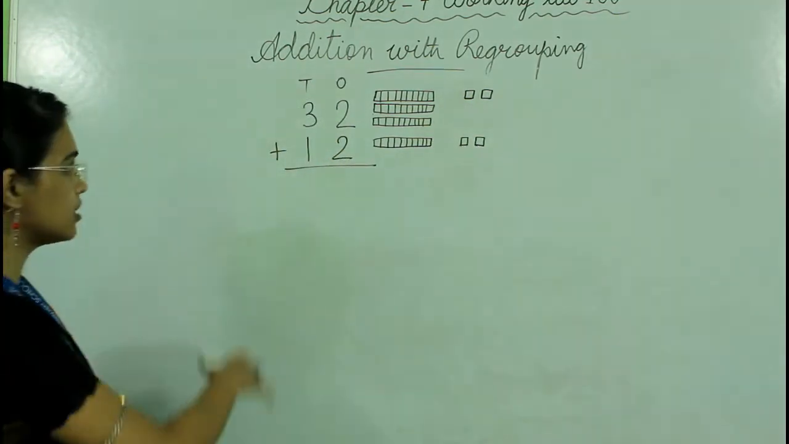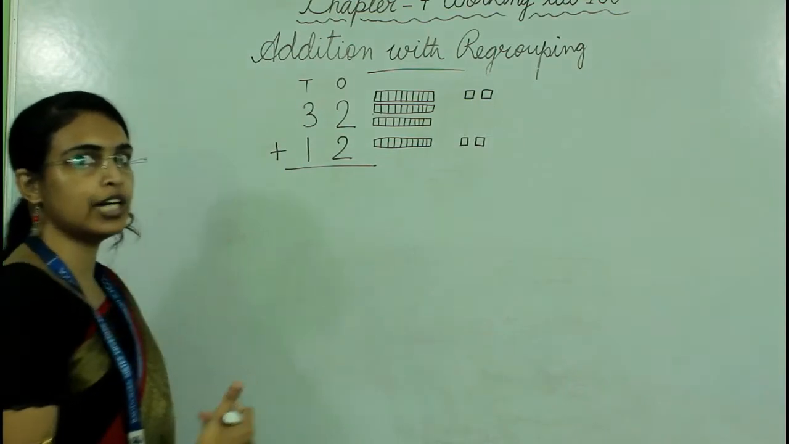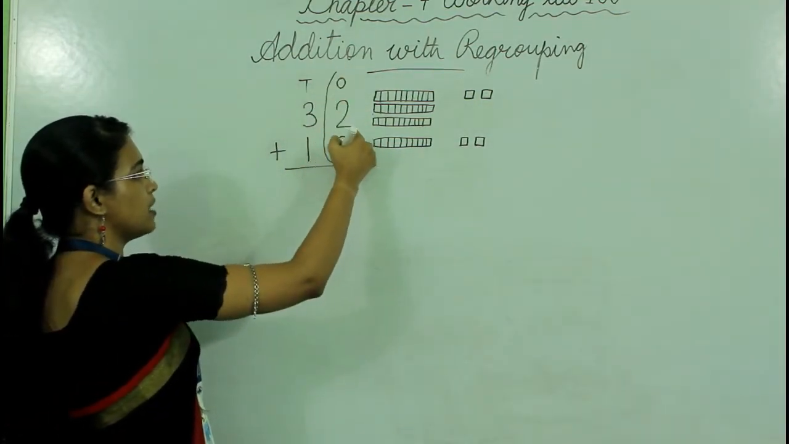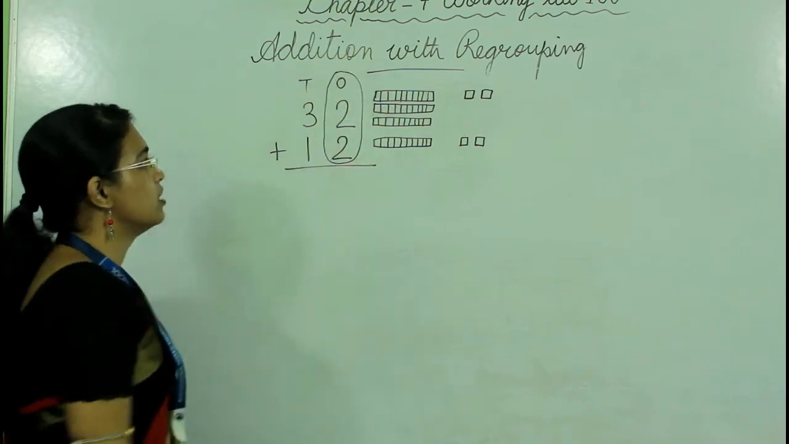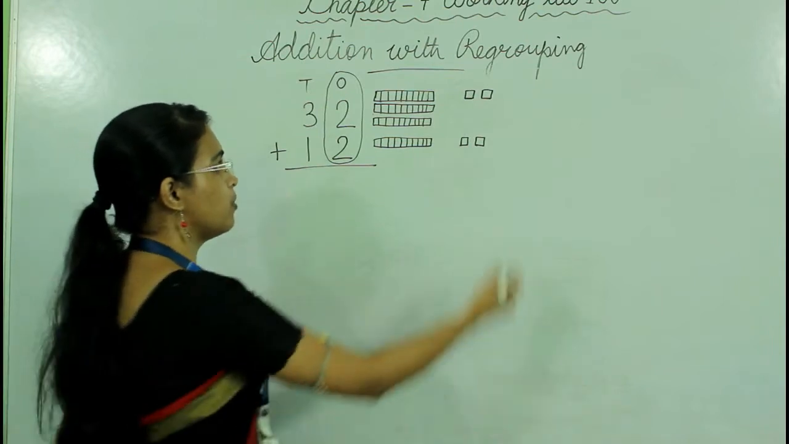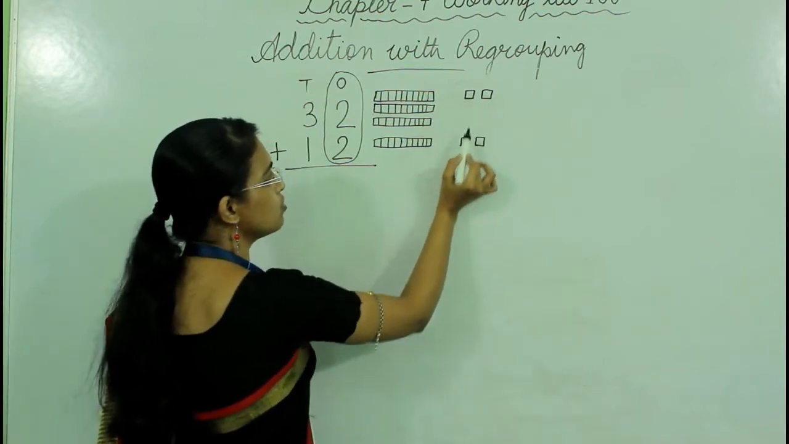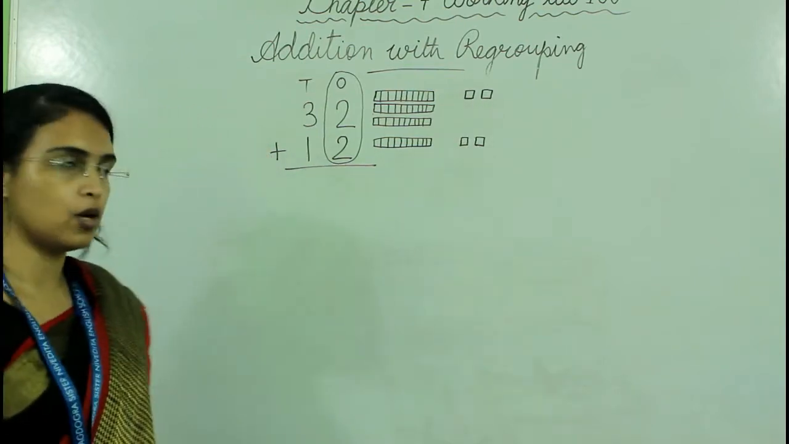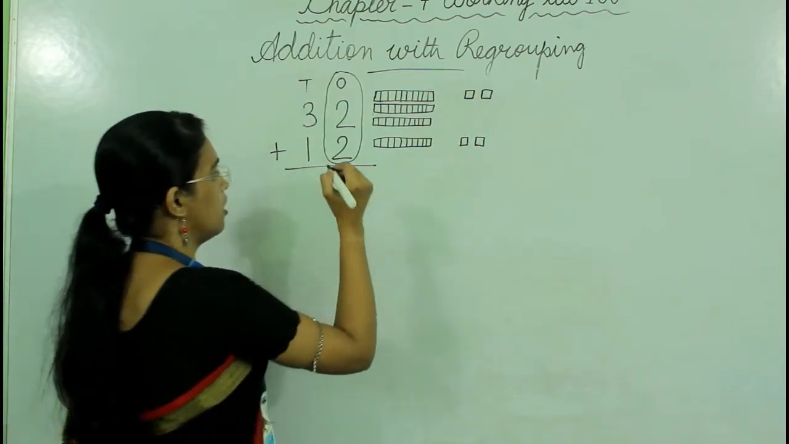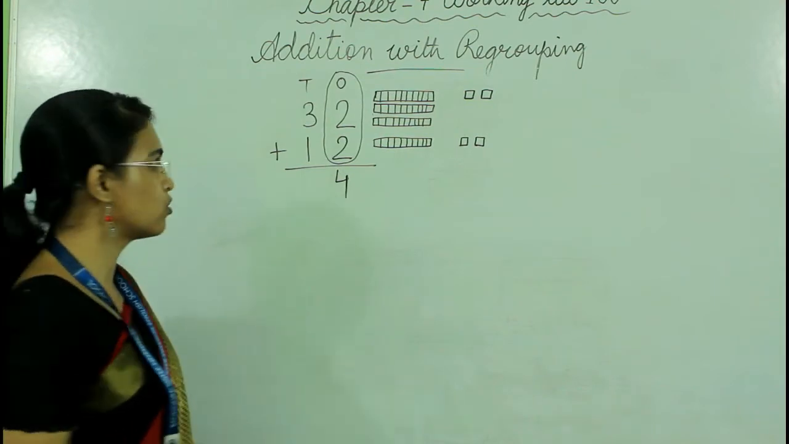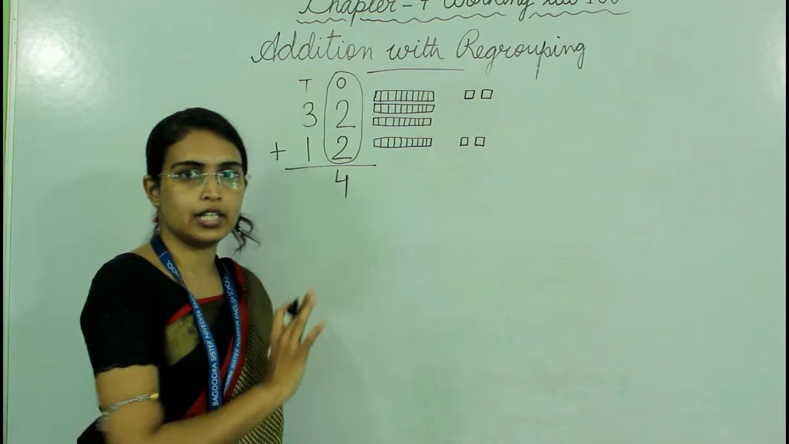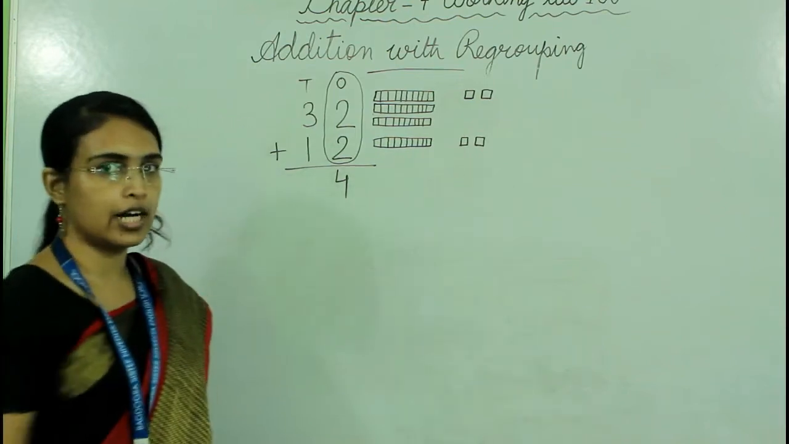Now after doing this, what do we have to do? We have to add. So first we will add the 1's place. So that means we have to add this one. How many blocks? Let's count. 1, 2, 3, 4. There are 4 blocks. So we can write 4 here. Now we don't need to carry anything, because we don't get any carry from here.